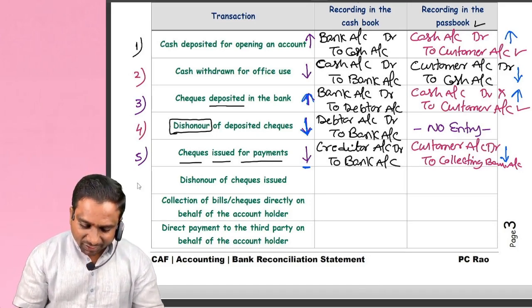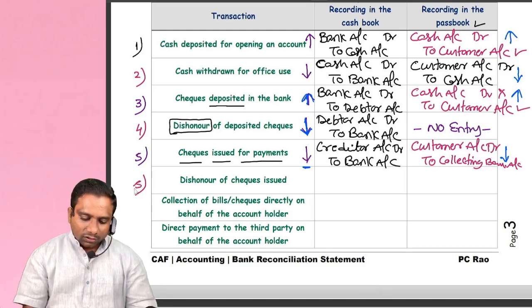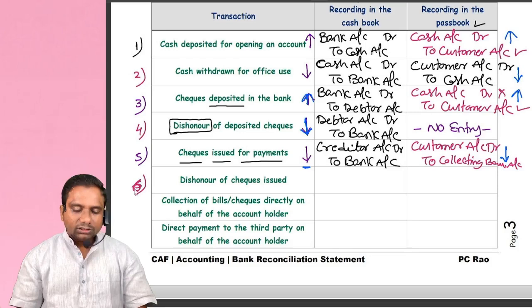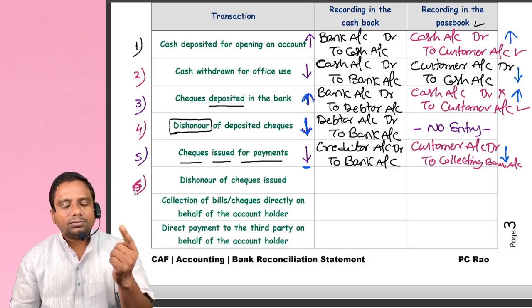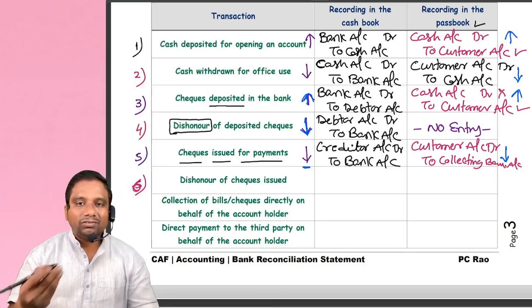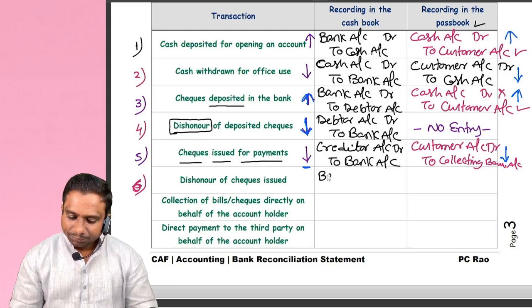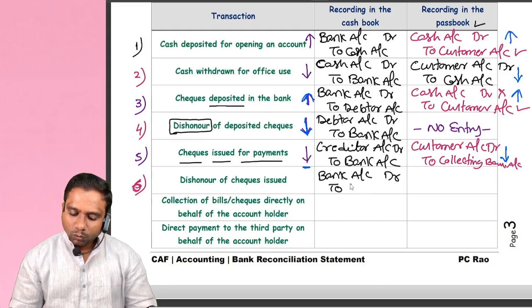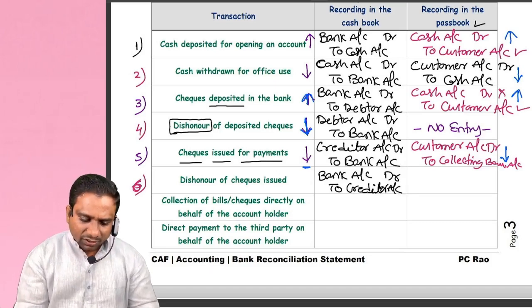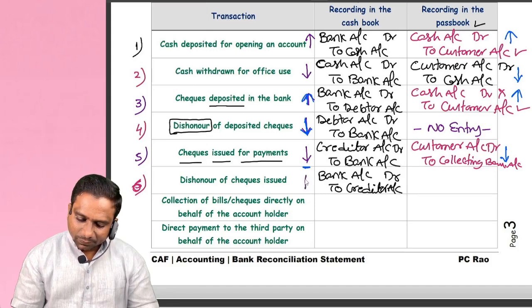Next transaction: dishonor of checks issued. We have issued checks, and now the check becomes dishonored. So simply what we do is pass the reversal entry: bank account debit to creditor account. This is the entry we record. Because of this, our bank balance increases again.